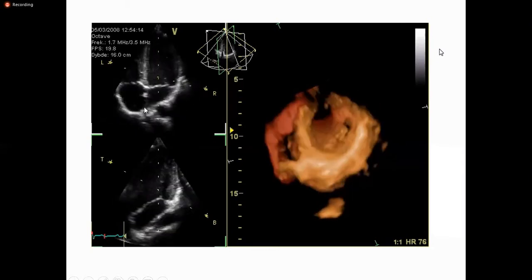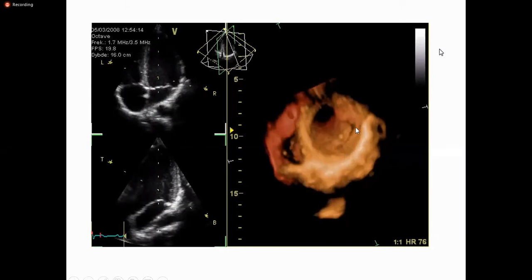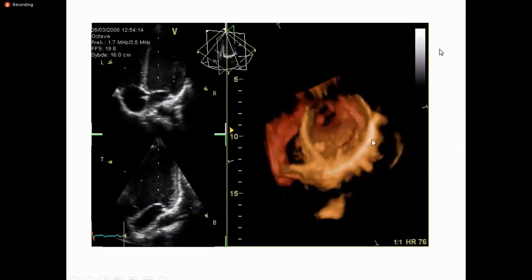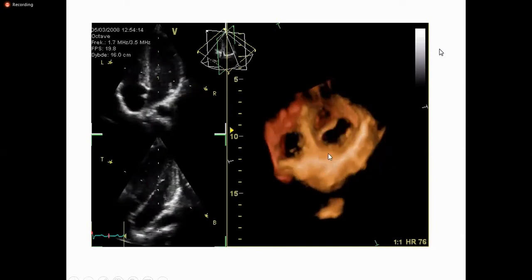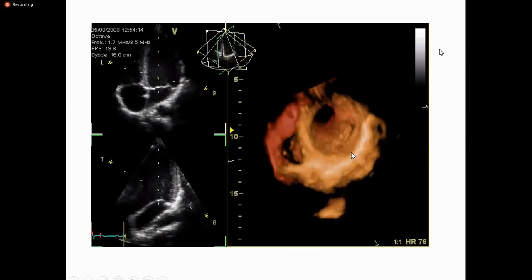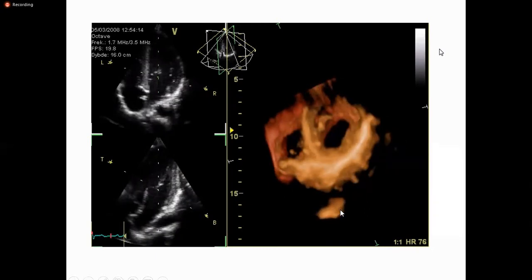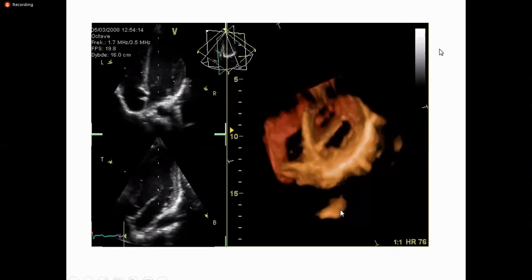In 2D, we get the grayscale, and in 3D, we get this kind of golden image, and all walls and structures are easily identified. Any functional abnormality, valve deformity, or muscle mass abnormality is easily diagnosed on echocardiogram. This is the basic diagnostic imaging technique in cardiology that we widely use all over the world.